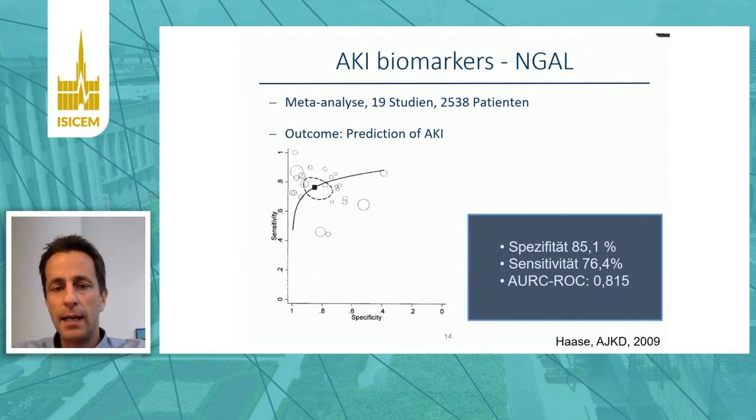This is a meta-analysis which was published more than 10 years ago. They included 19 studies, more than 2,538 patients. The primary outcome was prediction of AKI. As you can see here, the specificity and sensitivity was quite good, and the area under the curve is 0.81.